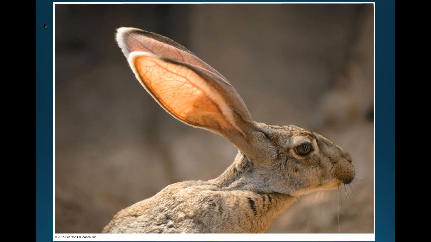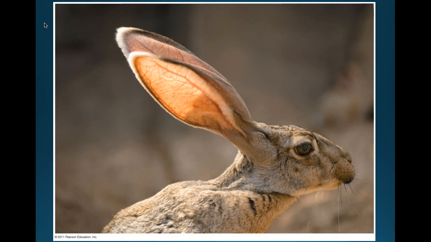But in this case, the purpose of this rabbit who lives in the desert is not how well it can hear, but rather all the blood that's traveling through the ears. It's able to release heat. And a bunny that's hopping through the desert is going to have tons of body heat, could possibly overheat. The ears are so big, they give off that heat, allowing the bunny's body to stay at homeostasis and to keep the bunny alive.